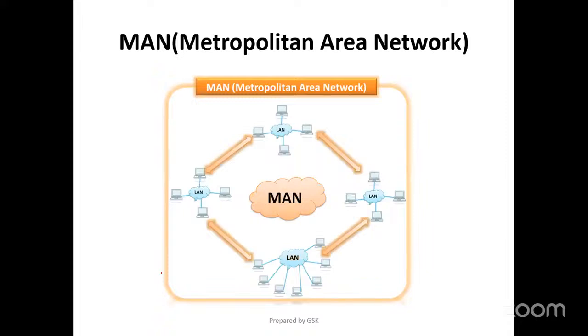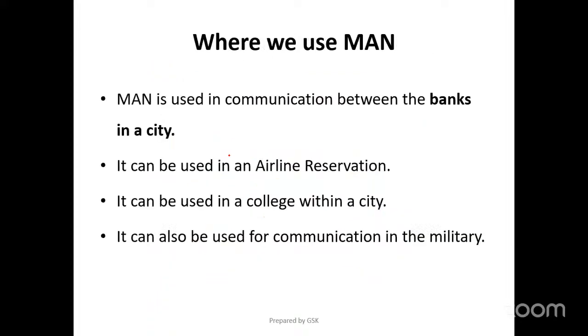Now you can see, for example, if you have four LANs, this is LAN, this is second LAN, third LAN, and fourth LAN. If you want to transfer the data among these four LANs, you can connect these LANs with the help of another network. This network is called MAN, Metropolitan Area Network. So generally we use this MAN within the banks or within a city, within the city cable systems, airline reservation systems, and so on.